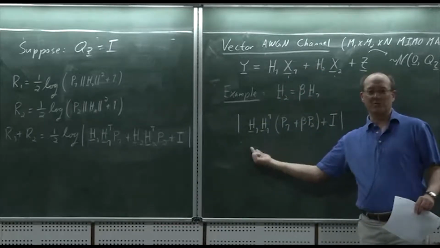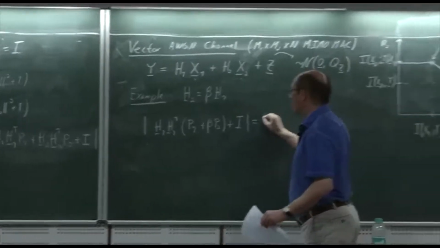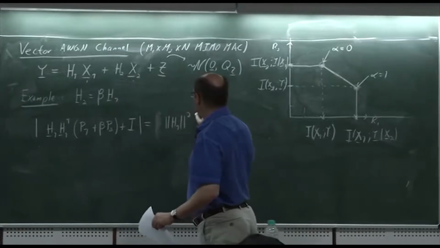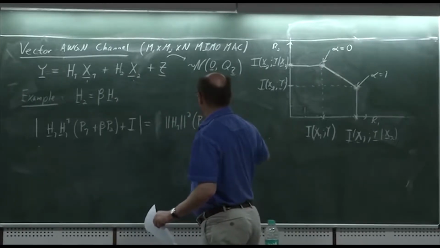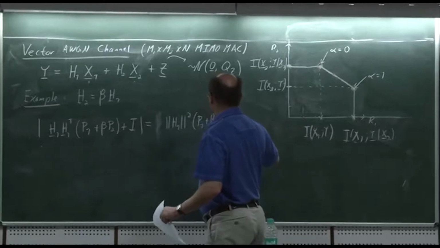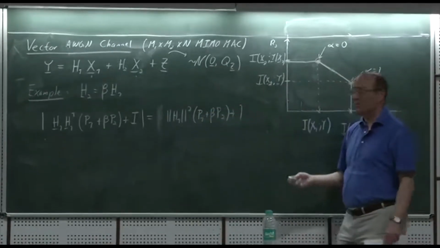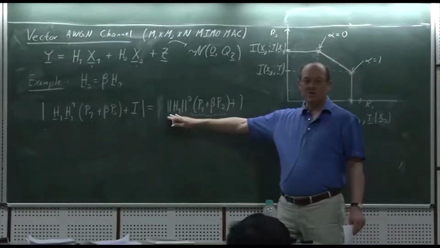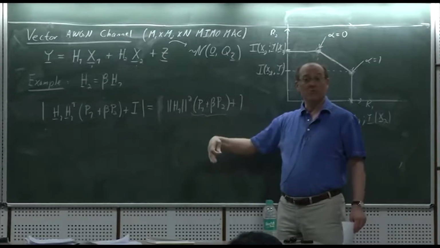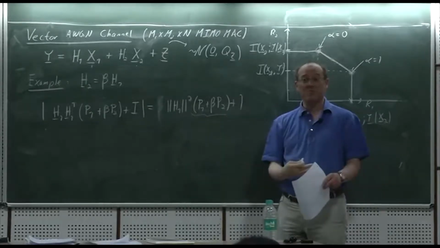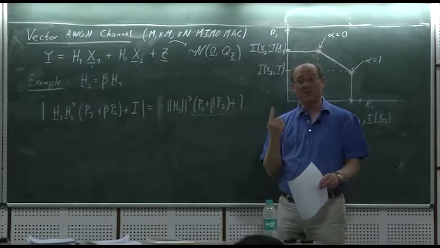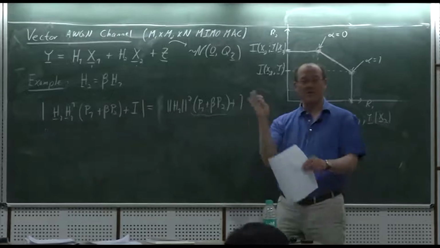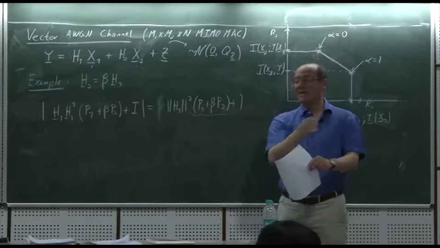We have one vector which is one dimensional, and this here is the same as H1 squared P1 plus beta P2 plus 1, right? So what's happening is we can use the same maximal ratio combining to decode both users, but since it's the same maximal ratio combining, the channel has effectively become a one antenna receiver now, right? Because both channels are pointing in the same direction, right?